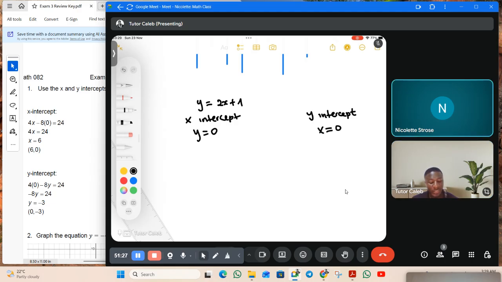Yes. Then if y is 0, you're going to put this 0 into the equation you have above. You'll have to plug it into the equation. The equation is y equals 2x plus 1. If we plug in 0 for y, we're going to have 0 equals 2x plus 1, right?